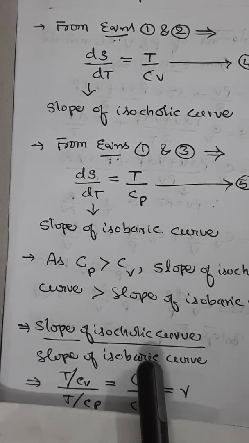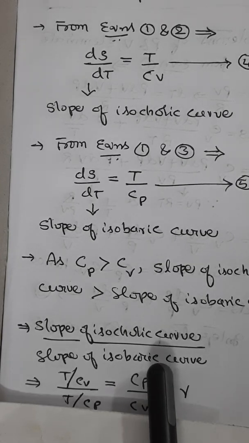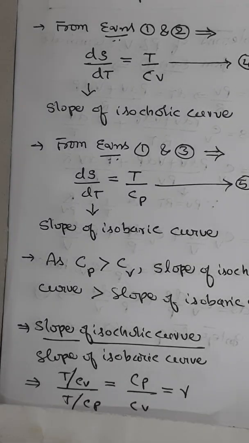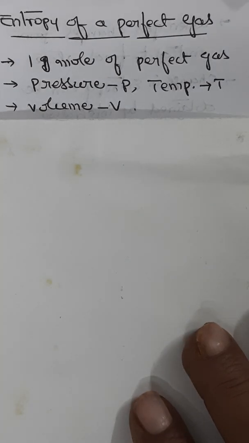Based on this, let us see how we can calculate the entropy of a perfect gas. To find the entropy of a perfect gas or an ideal gas, consider 1 mole of a perfect gas at pressure P, temperature T, and occupying a volume V. Now in that situation, if you consider dq as the amount of heat given to the gas, then the increase in entropy you can calculate as dS equal to dq by T.